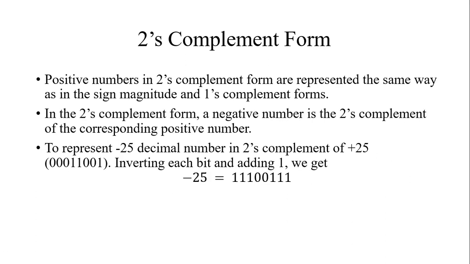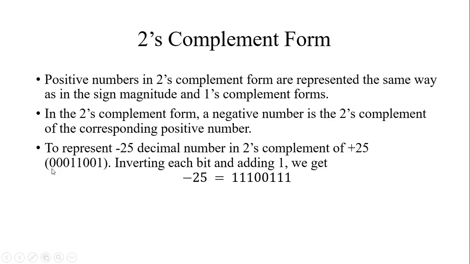2's complement form. Positive numbers in 2's complement form are represented the same way in the signed magnitude and 1's complement forms. In 2's complement form, a negative number is the 2's complement of the corresponding positive number. To represent minus 25 decimal number in 2's complement form, take the 2's complement of plus 25. So this is the binary of plus 25.